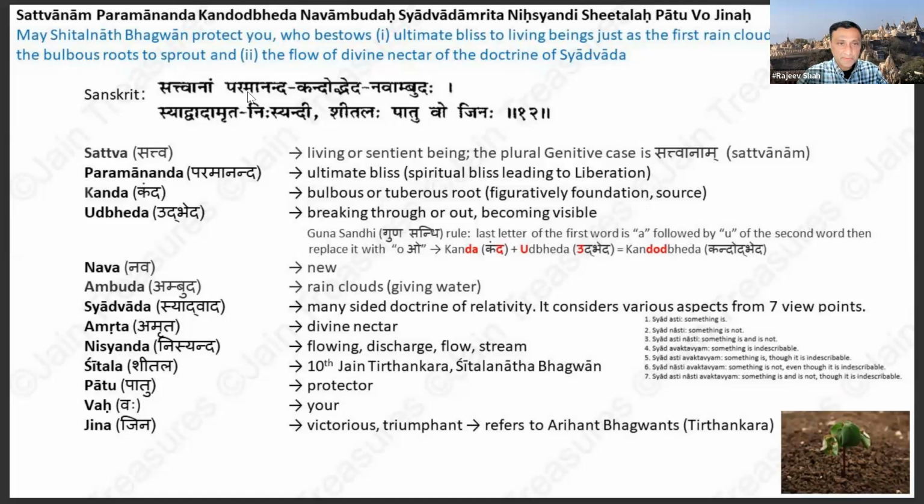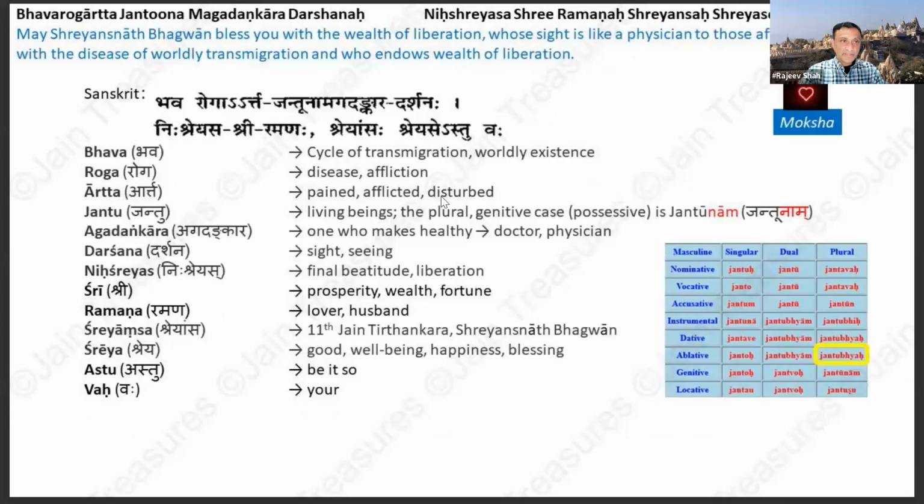Sattvanam Paramananda Kandodbhedana Navambuda Syadvada Nishyandi Shitala Patu Vojinaha. Sattva means living or sentient beings. Param Anand. So again, you can see here Param and Anand. So Paramanand, ultimate bliss. Kanda. So this is again very interesting. Kanda, bulbous or tuberous root. Kanda, onions, kanda.